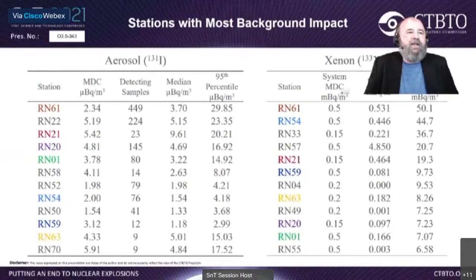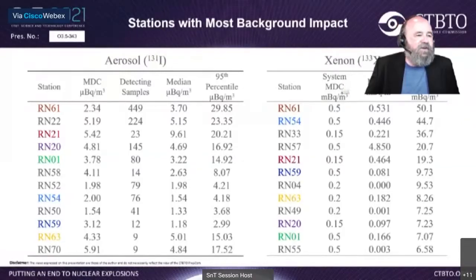Now, we made a list of stations with the most background impact, and basically what this shows is that some of them are the same stations, which is just random, but the difference in impact is actually kind of interesting. If we look at the aerosol impacts, the base MDC of a station compared to its 95th percentile, we see these range from a factor of not very much to a factor of 10 degraded by background.